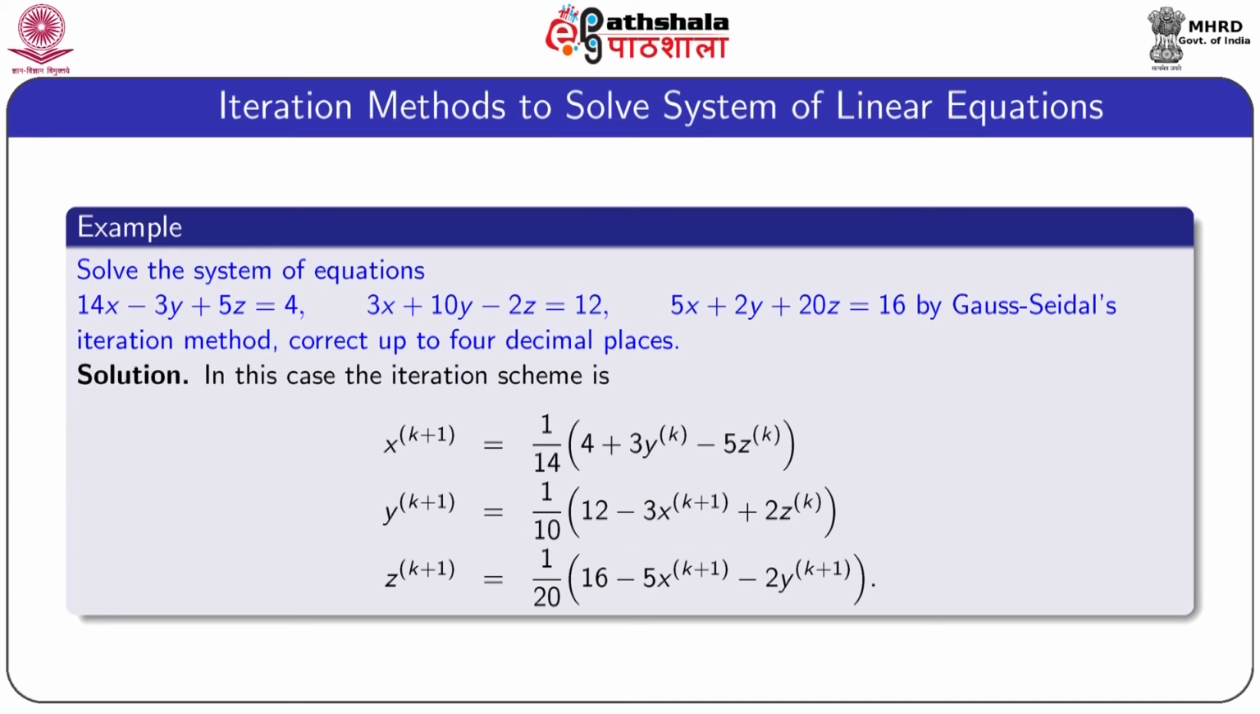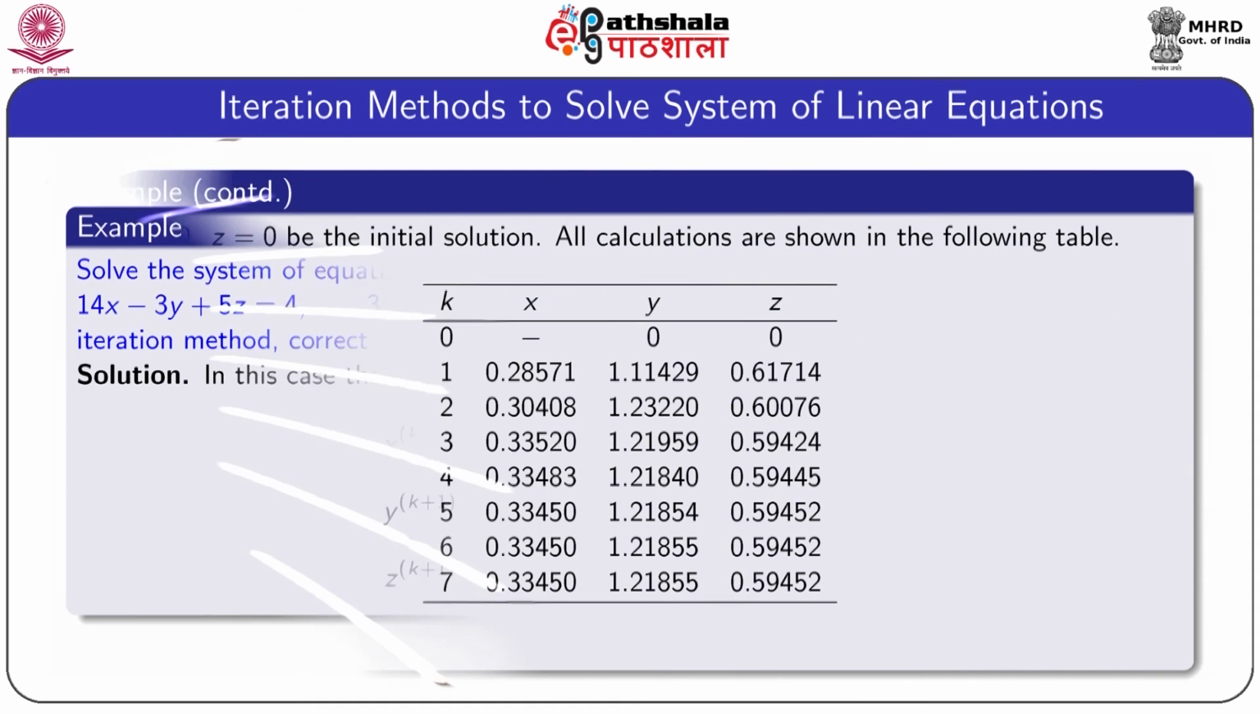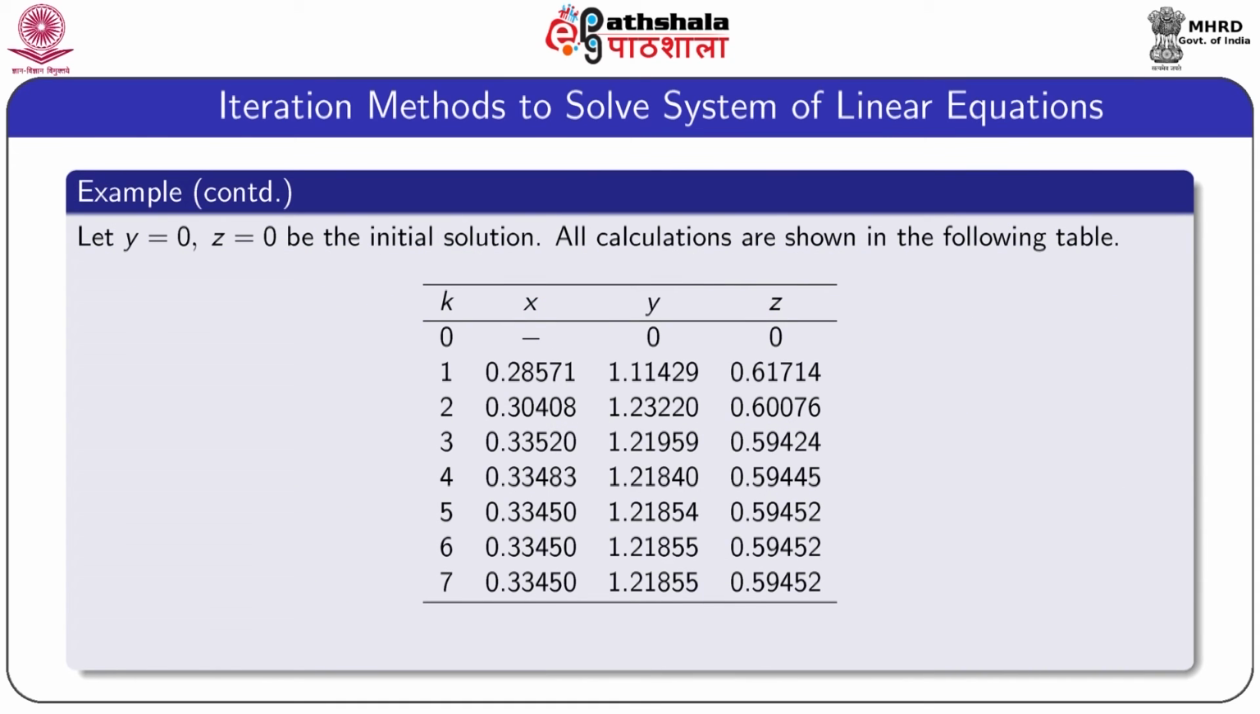And from the third equation we obtain the (k+1)th iterated value of z, which is equal to 1/20 into (16 - 5x(k+1) - 2y(k+1)). Note that in the third equation the (k+1)th iterated values of x and y are used because these two values are already available from the first two equations. Let y equal to 0 and z equal to 0 be the initial solution of the given system, and all calculations are shown in the following table.